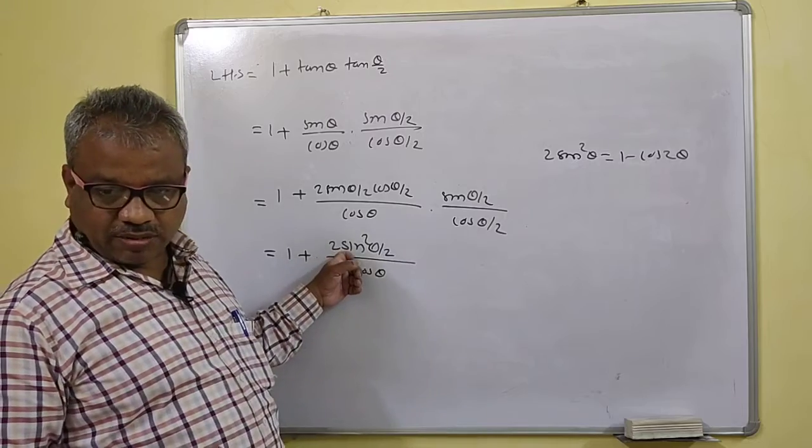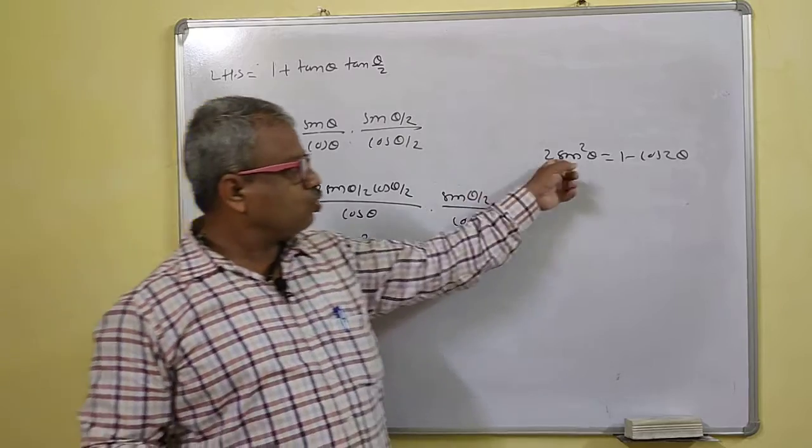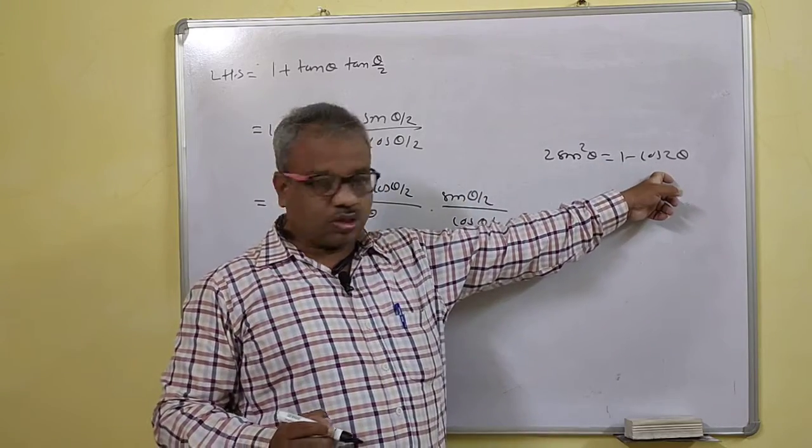See, this 2 is there. If 2 is not there, we can manage it now. We can divide and multiply by 2. So 2 sin square theta is what? 1 minus cos 2 theta, right?